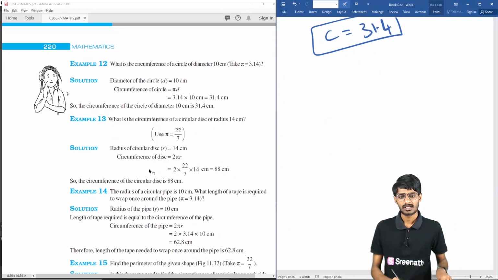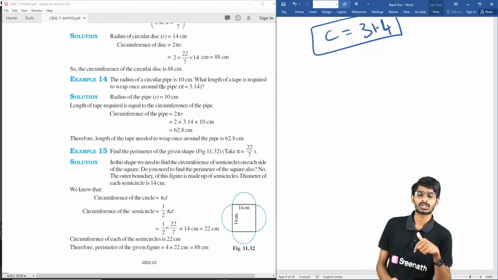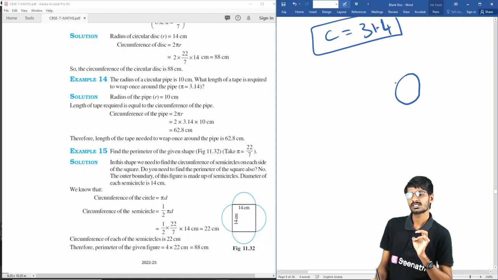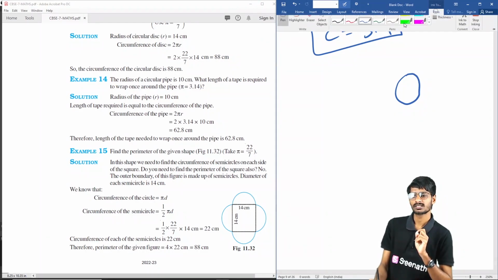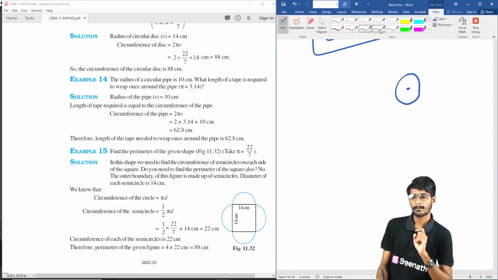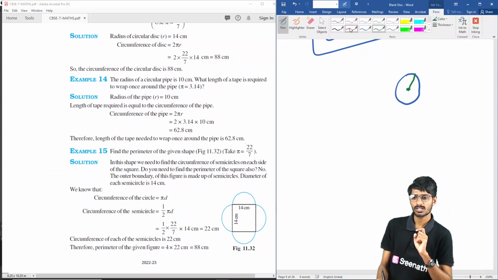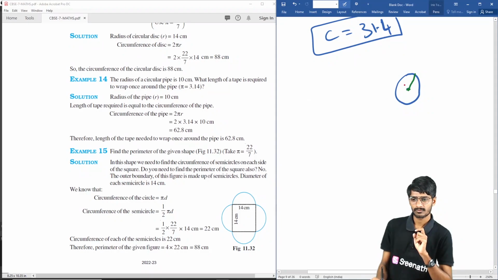Circumference of a circle. You will do this by yourself. The radius of a circular pipe is 10 centimeters. There is a pipe in circular shape, and its radius from the center to this part is 10 centimeters. What is the length of tape required to wrap once around the pipe?